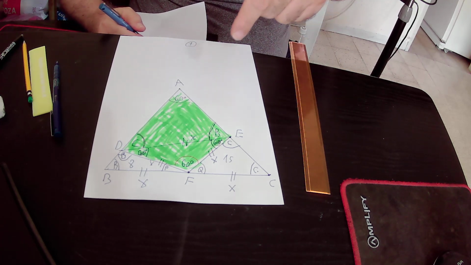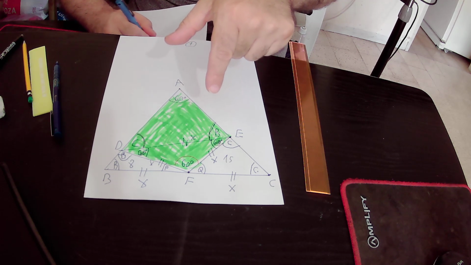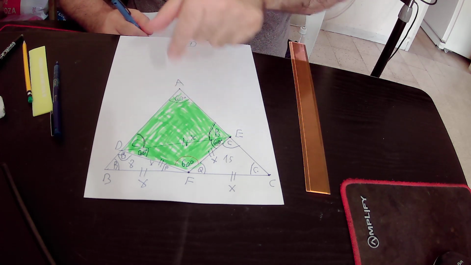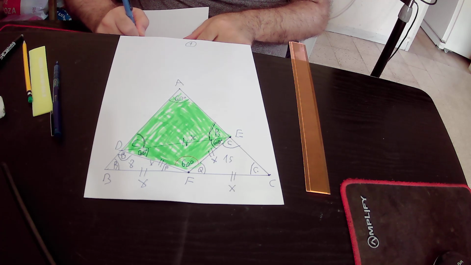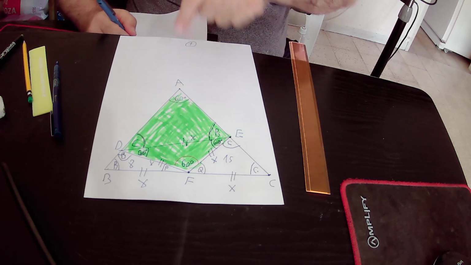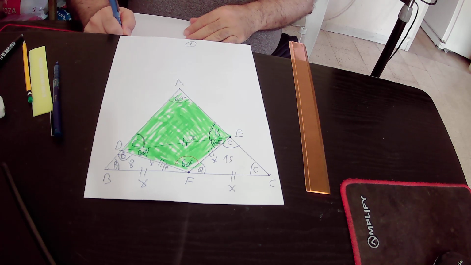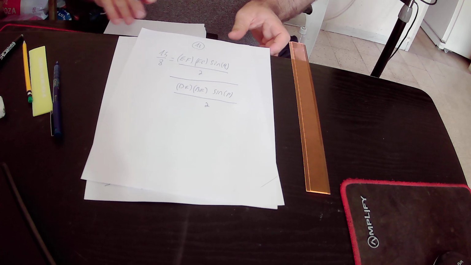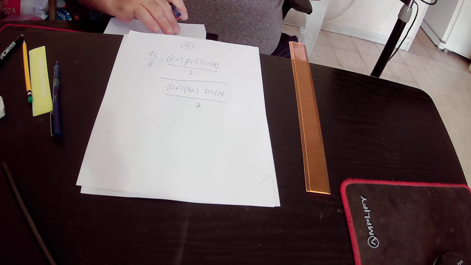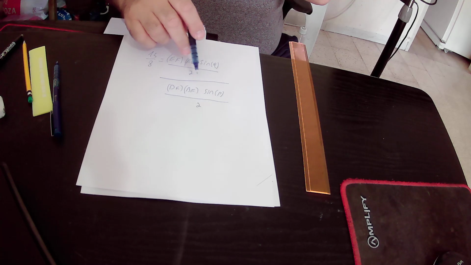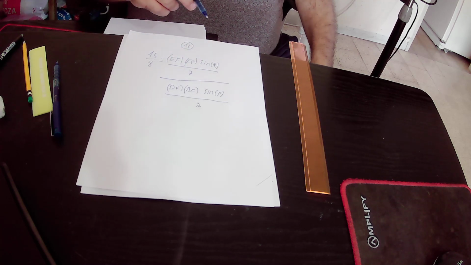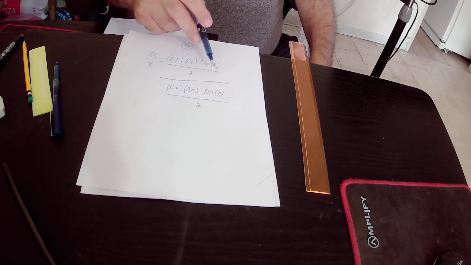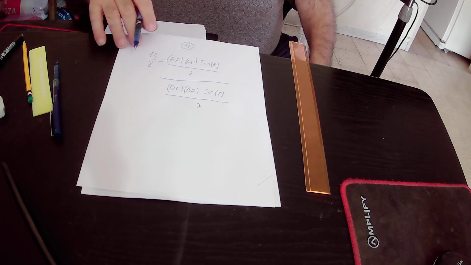It will be equal to DF times BF times sine P over 2. Okay, that is the area of the small triangle, DF times BF times sine P over 2. Here we move 2 to the numerator and DF times BF times sine P to the denominator.